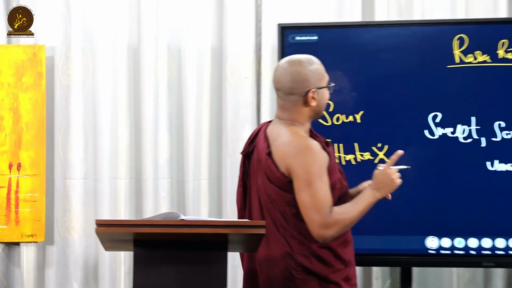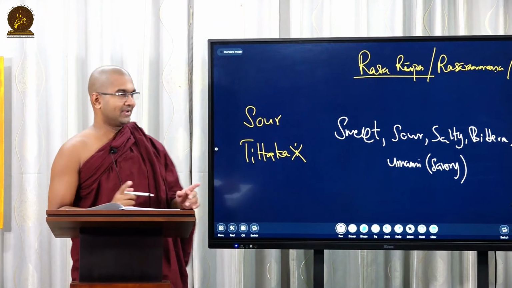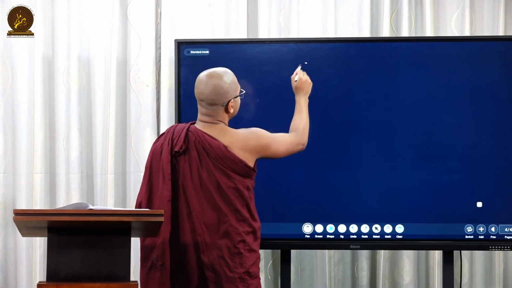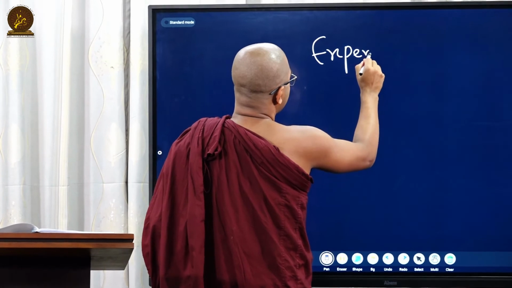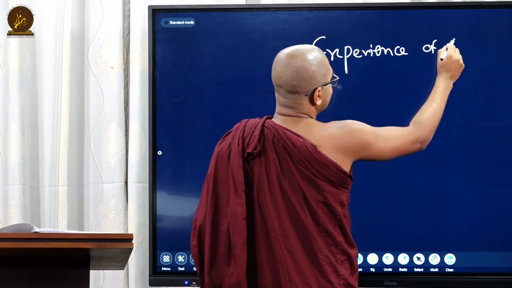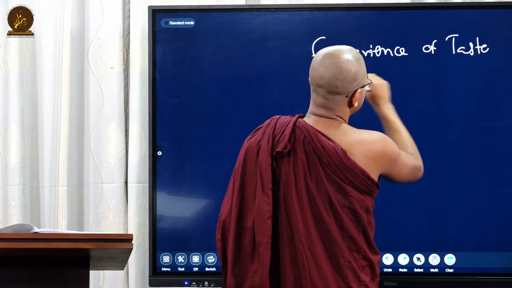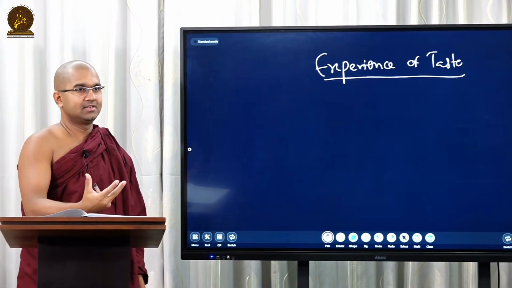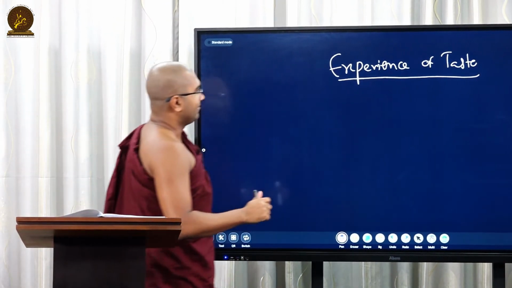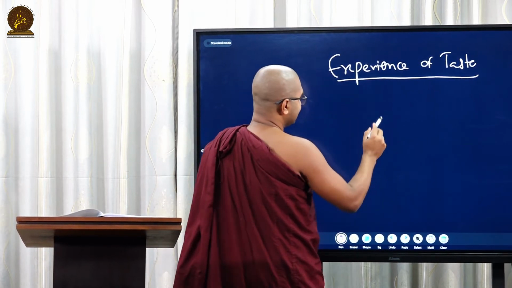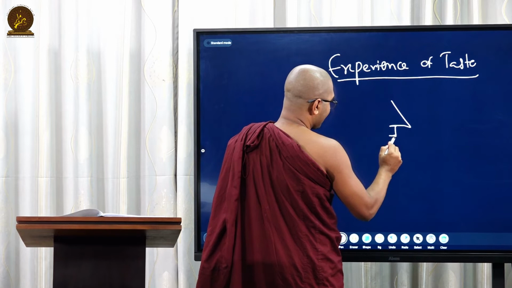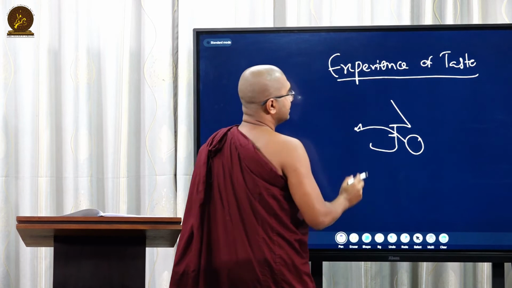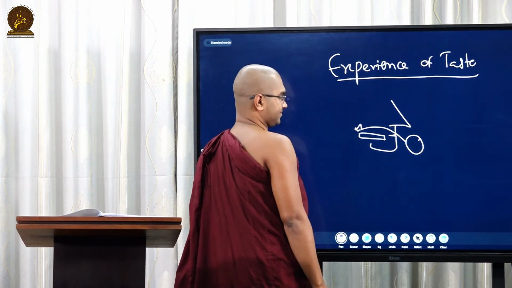So now when we think about taste, it's vital in your vipassana as well. Now the experience of taste, right? Ultimately speaking, tongue consciousness is sensitive to the taste of the object. That's it. But when we are thinking about the experiencing of taste, for example, someone eating a food, right?